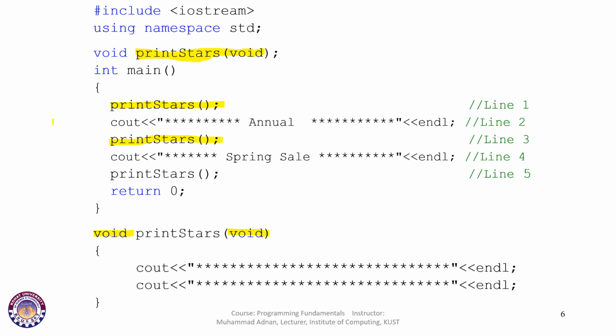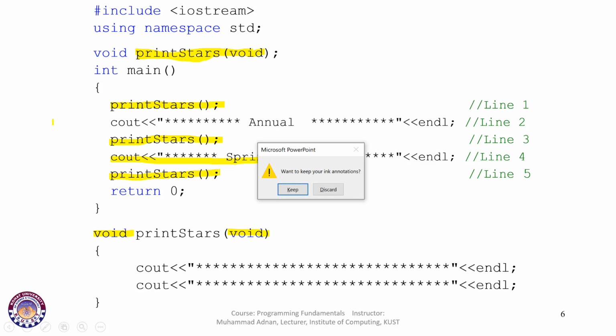So again the control stops at this point and the control is transferred here, where once again you print 2 lines of stars, and then you print a spring sale, and this statement is executed, and in the last you once again call the print star. So we call print star 3 times, and each time 2 lines of star will be printed. So let us now see this program.